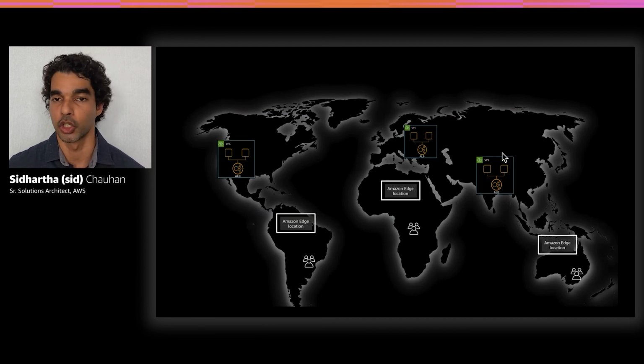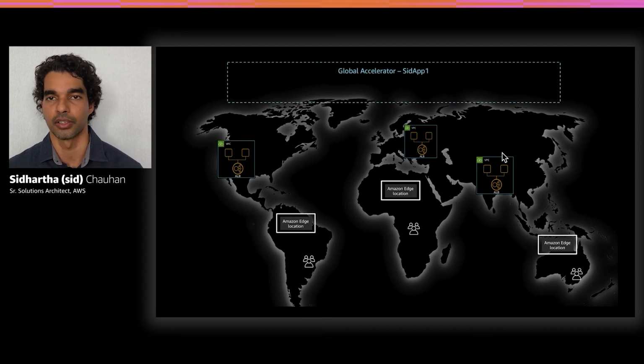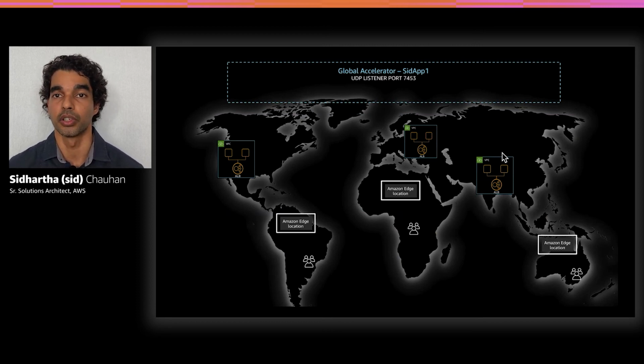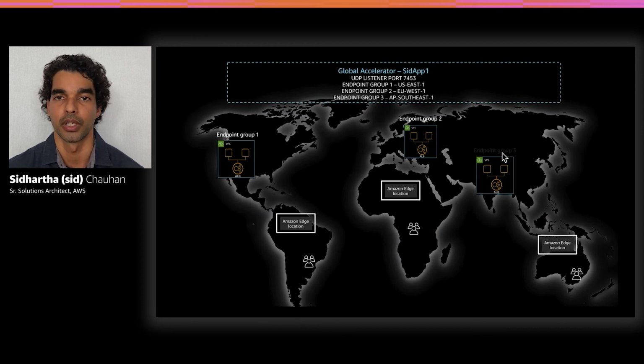I have edge locations globally, and I want my users to access these edge locations. So for that, I create a global accelerator. I name it SID App 1. I specify a UDP listener. This is the port on which my accelerator will be listening for traffic. I add endpoint groups. So endpoints are basically my target groups where my global accelerator will be sending traffic to. So I add 3 endpoint groups, 1 for each AWS region.